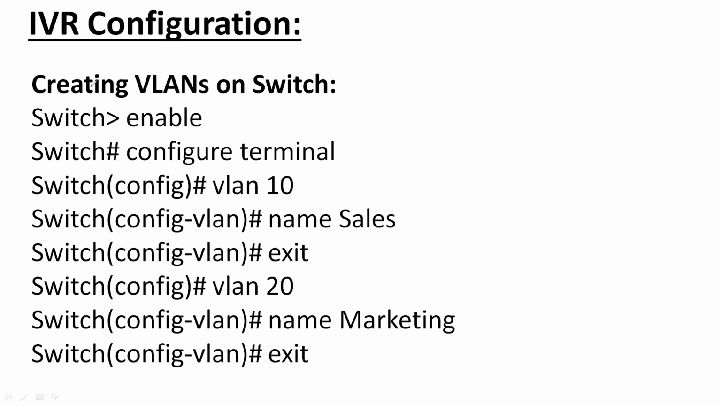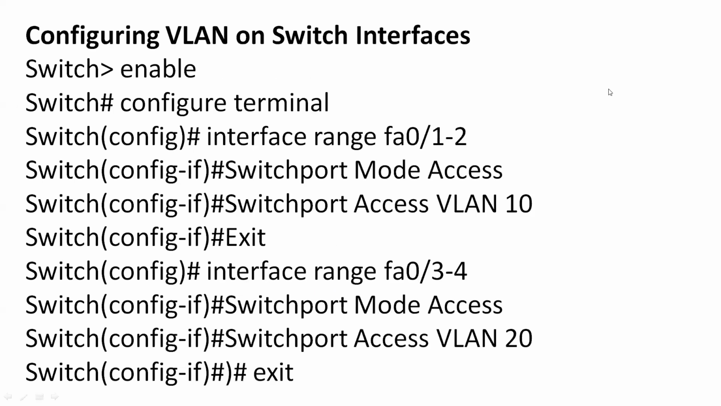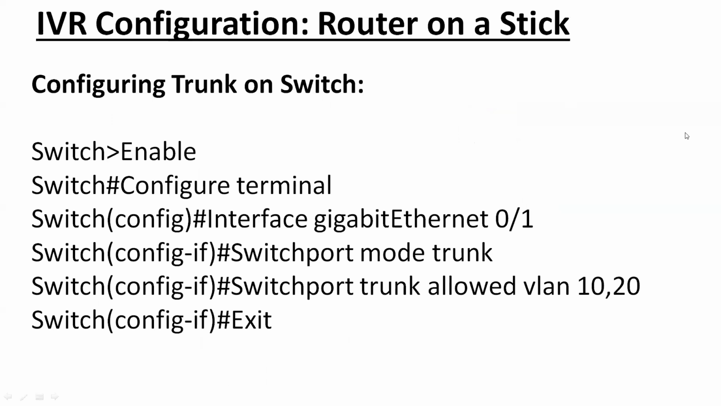So dear all, first of all, we will create the VLANs on the switch. This is a simple process to create the VLANs. Now we will configure the interfaces. We will allot the interfaces to the VLAN. That is what we can do with the command interface range fa0/1 and 2, and allot these to the same VLAN. After that, we have to make the trunk link.